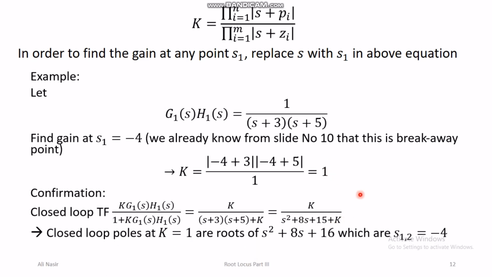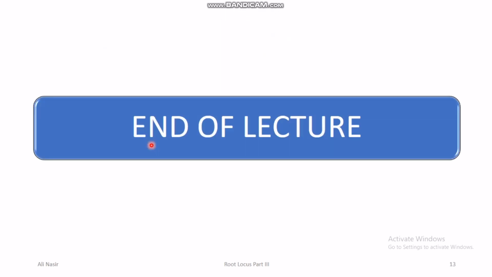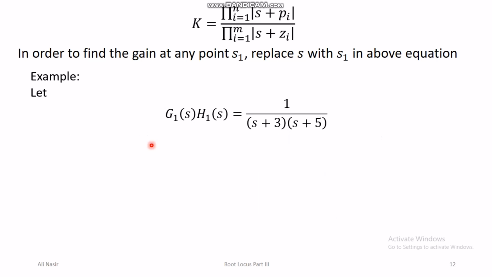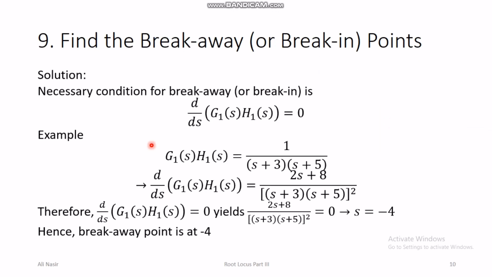So you can see that when k is equal to 1, the characteristic equation is s square plus 8s plus 16, which is equal to (s plus 4) whole square. The roots of (s plus 4) whole square are -4 twice. So we verify that at gain k equal to 1, the poles are at -4, which was originally what we were looking at. So this completes our discussion on root locus, and at the end I briefly summarize today's lecture.